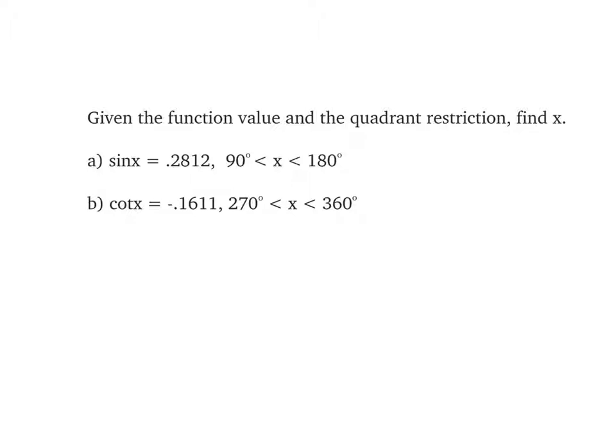So remember, when you don't know the angle, instead of hitting your sine button, you're going to hit your inverse sine, which is your sine negative 1. It's right above sine, so I'm going to go second sine 0.2812, and it gives me 16.3 degrees.